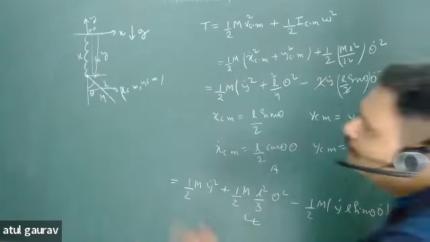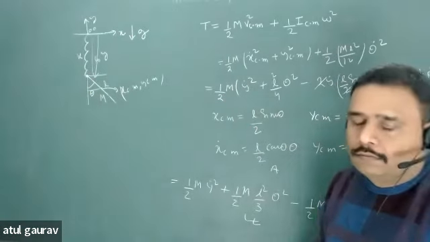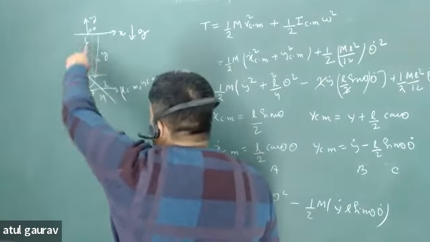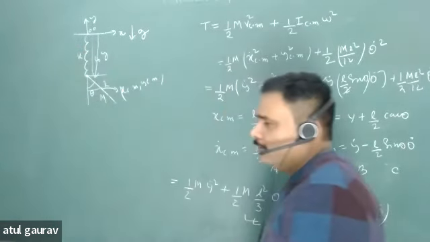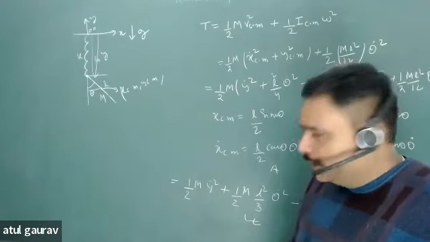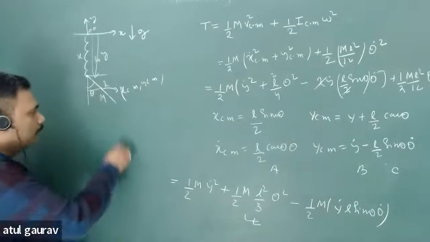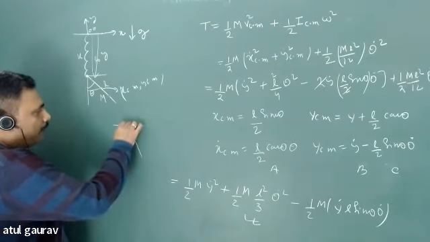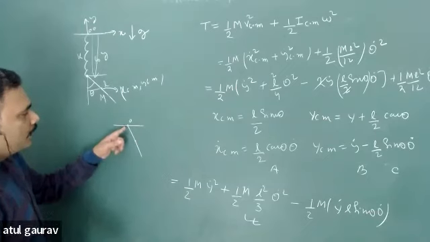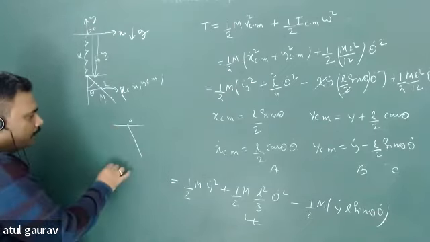So here, if someone takes the pure rotation about this point, that will be wrong, because this point is itself moving in a vertical direction. Are you getting my point? I am comparing it with the first question I did. Suppose there is a rod and this point is fixed. So what will be the moment of inertia about this point? What will be the kinetic energy?